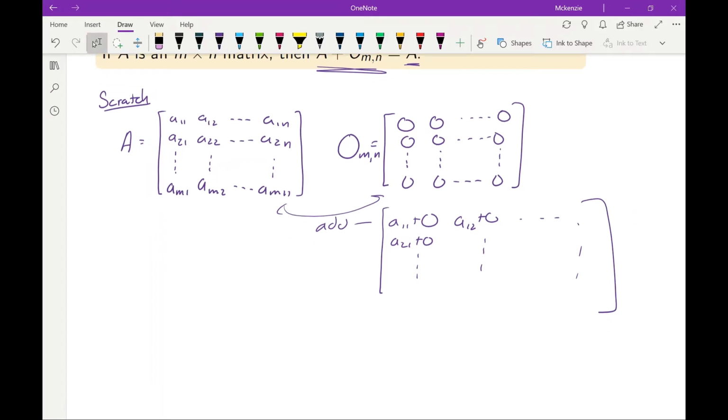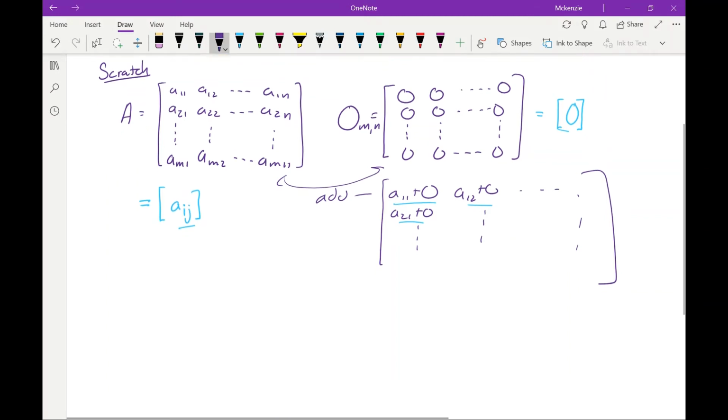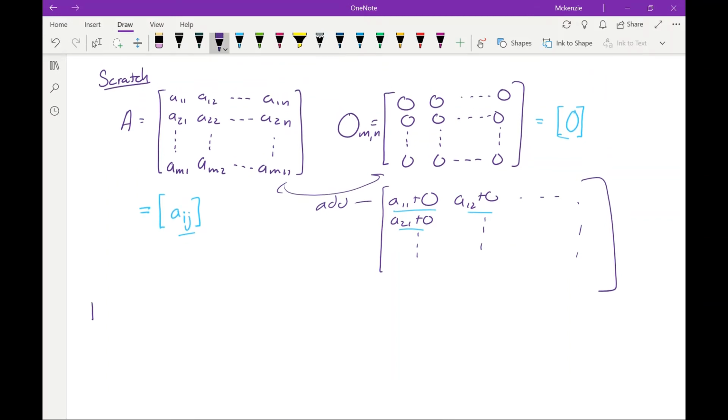So maybe we can think of a slightly shorter way to do this. Another way to write A so that we can look at the individual entries is Aij. And then for O we could write something like a bunch of zeros. Right. And then when we add these together, we'll still get each of these Aij's plus 0. So that might make our proof look cleaner. So let's go ahead and get started.